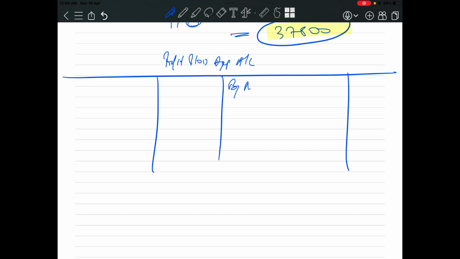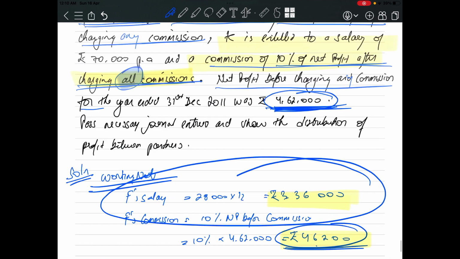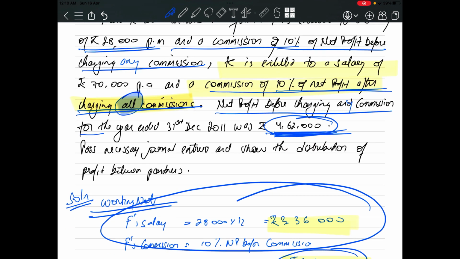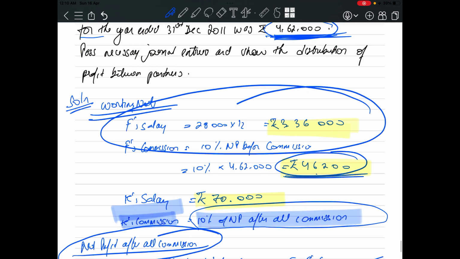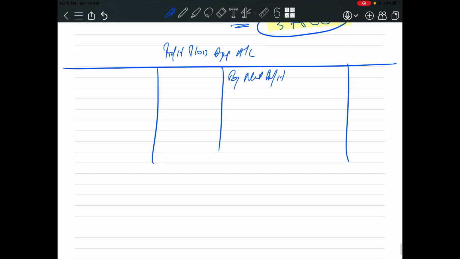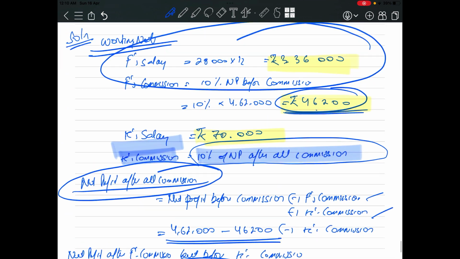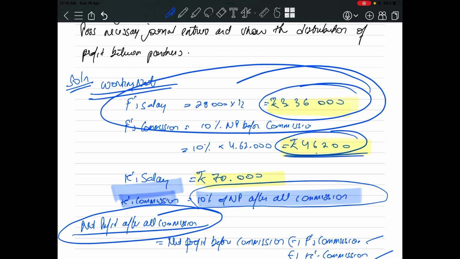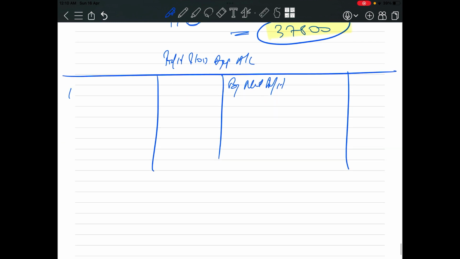Okay, so now here by net profit. See, the question has given us the net profit. This net profit is before charging any commission. So we obviously need net profit before charging any commission. Apart from that, we will need net profit before charging salaries and commission, because we have calculated the separate salary figure, so we'll have to show the distribution of salary here, to salary, to commission, then the profit will be distributed.